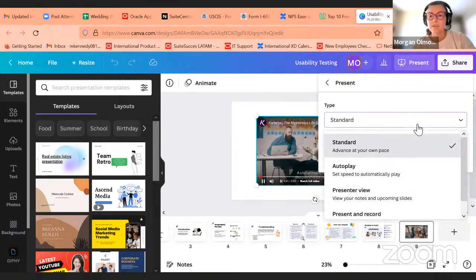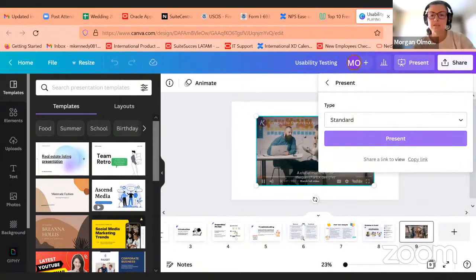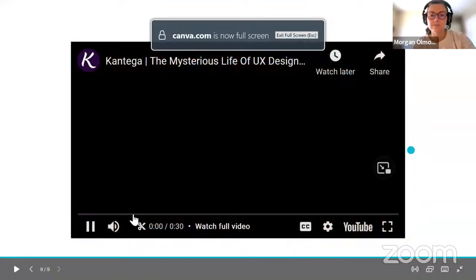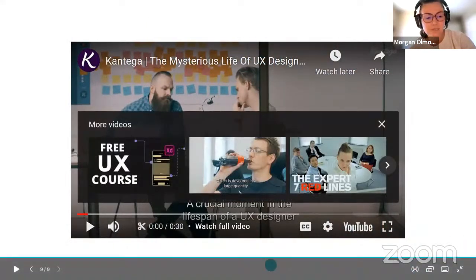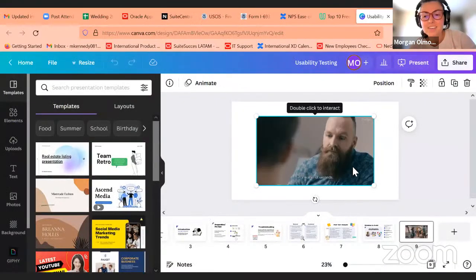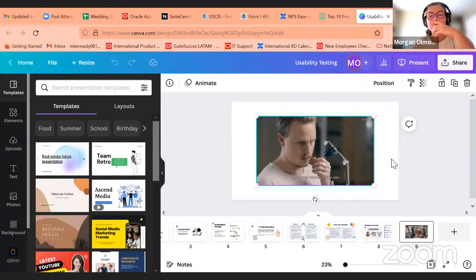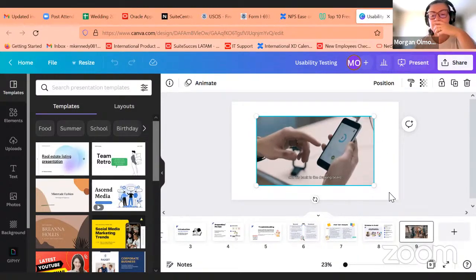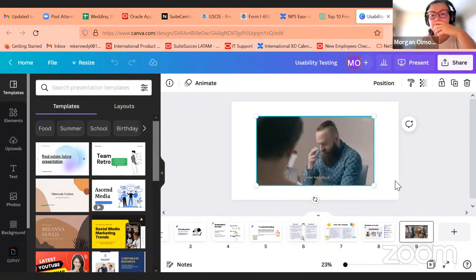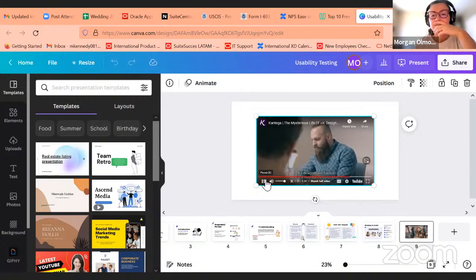A crucial moment in the lifespan of the UX designer is the usability test. This is where all the hard work can be rendered useless in a matter of seconds. One wrong move from the user, and it's back to the drawing board. Disaster has struck.